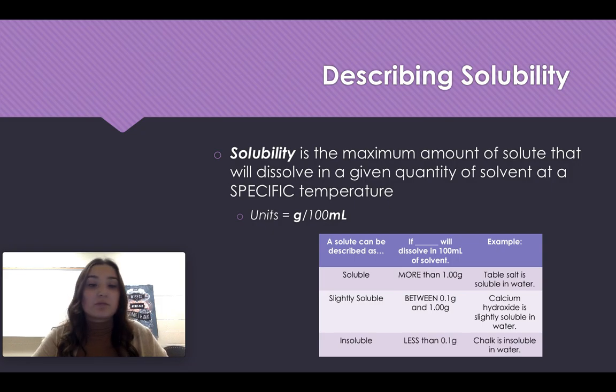If you have the right amount, it is soluble. Too much won't dissolve. And then lastly, a solute can be described as insoluble. That's if less than 0.1 grams will dissolve in 100 milliliters of solvent. An example of this is chalk, which is insoluble in water. I don't know if you have chalk at your house, but if you do, crunch it up, throw it into your water, keep stirring it around, and let me know what happens. My guess is it's probably not going to dissolve.